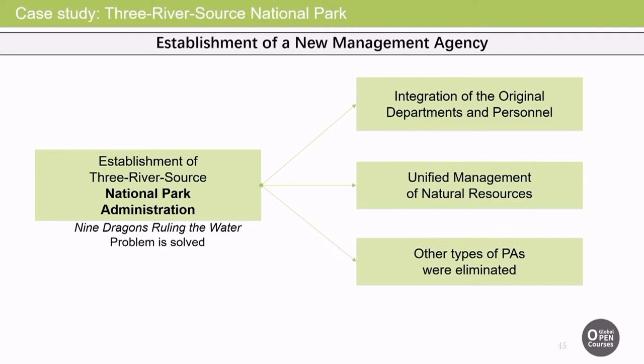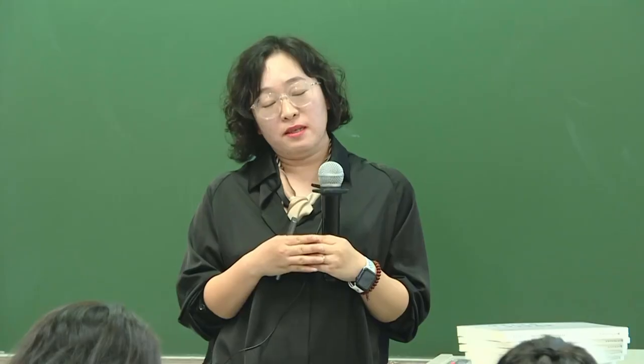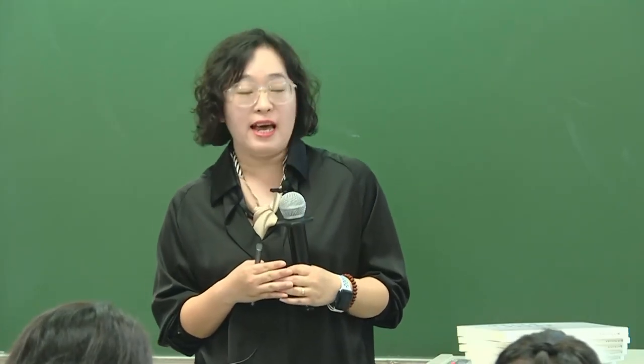And the general management plan and ecological protection plan were developed to clarify the conservation objectives and the conservation and restoration measures. Special plans have also been developed for the institutional policy, the community effect control, and the livelihood and the concession. So the problem of the spatial overlap was solved, and ecological protection has been strengthened.